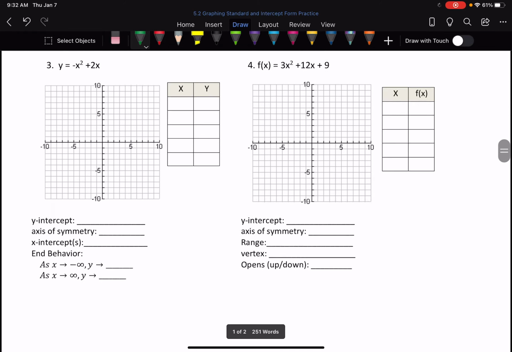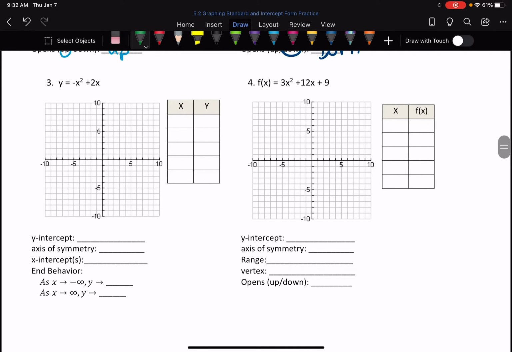All right, let's move on to our third practice problem here. This tells us our function is -x² plus 2x.